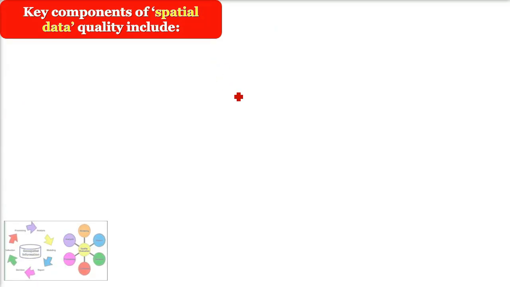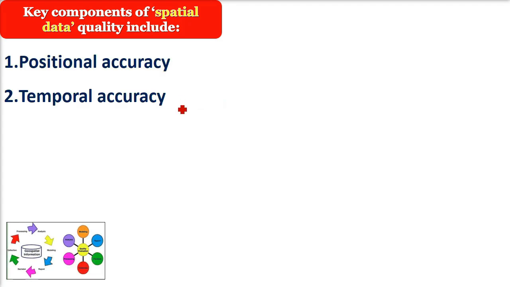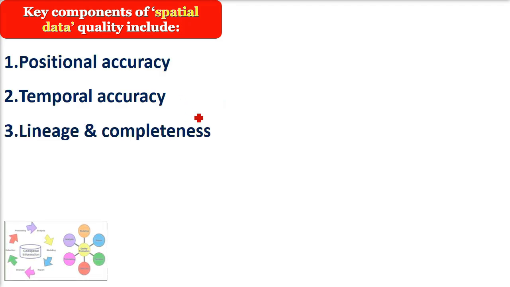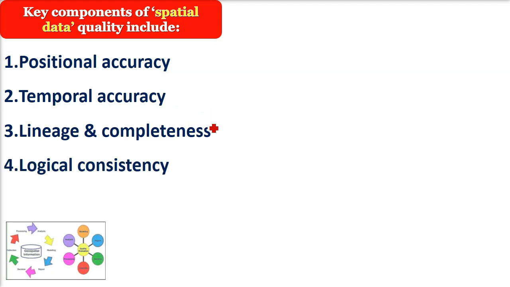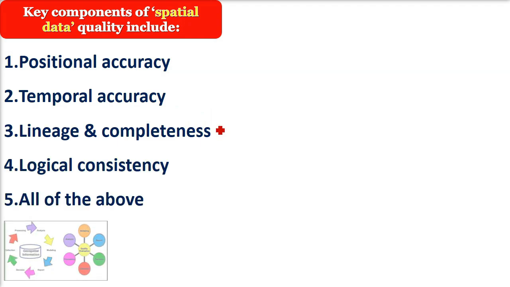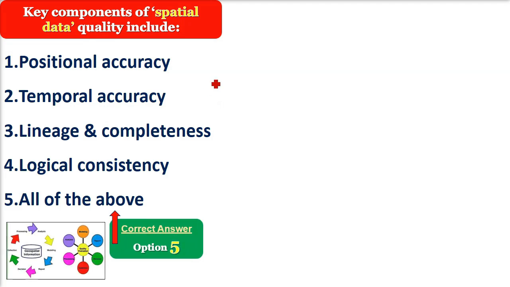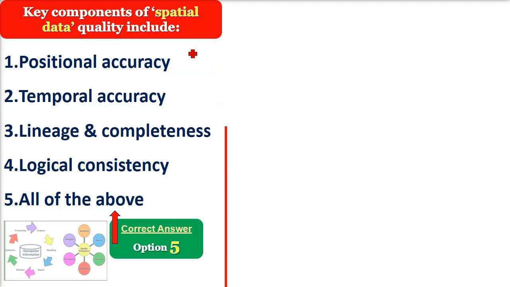Key components of spatial data quality include: the options are positional accuracy, temporal accuracy, lineage and completeness, and finally logical consistency. All of the above. What is the correct answer? Wherever this all of the above option comes, mostly you can go with that. This question also says all of the above, because spatial data, any data, should have quality.